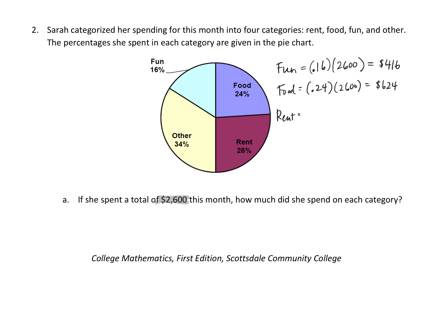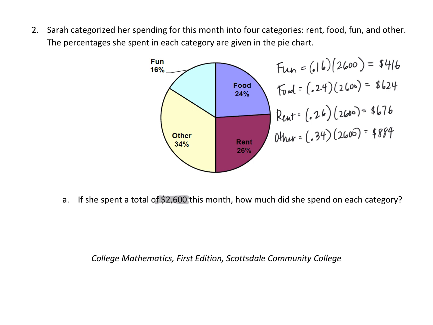Rent, same thing. We're going to multiply the decimal, which is 0.26, times 2,600, and we'll get $676. And then on other, that is 34%, so 0.34 times 2,600, we get $884. So in general, they'll probably ask you for one category or two. They're not going to ask you for all of them more than likely, but if they do, it's not hard to figure that out.